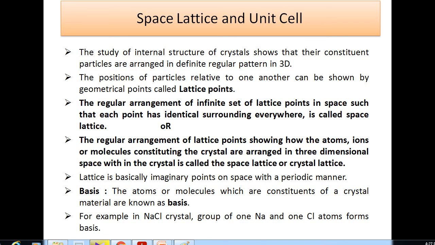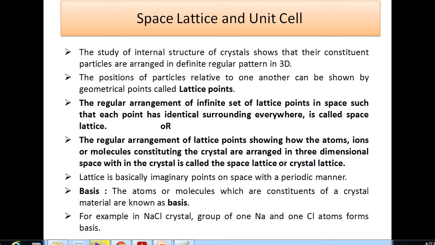Good morning, dear students. In our previous lecture, we derived an expression for calculating the distance between various crystal planes. In today's lecture, we will have a detailed description of space lattice and unit cell. If we go through the internal structure of the crystal, you will see the constituent particles are arranged in a definite regular pattern in 3 dimensions.